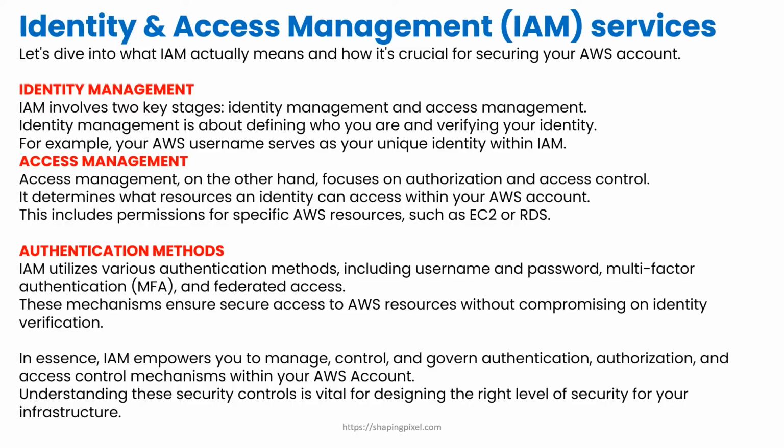IAM utilizes various authentication methods, including username and password, multi-factor authentication, and federated access. These mechanisms ensure secure access to AWS resources without compromising on identity verification. In essence, IAM empowers you to manage, control, and govern authentication, authorization, and access control mechanisms within your AWS account. Understanding these security controls is vital for designing the right level of security for your infrastructure.